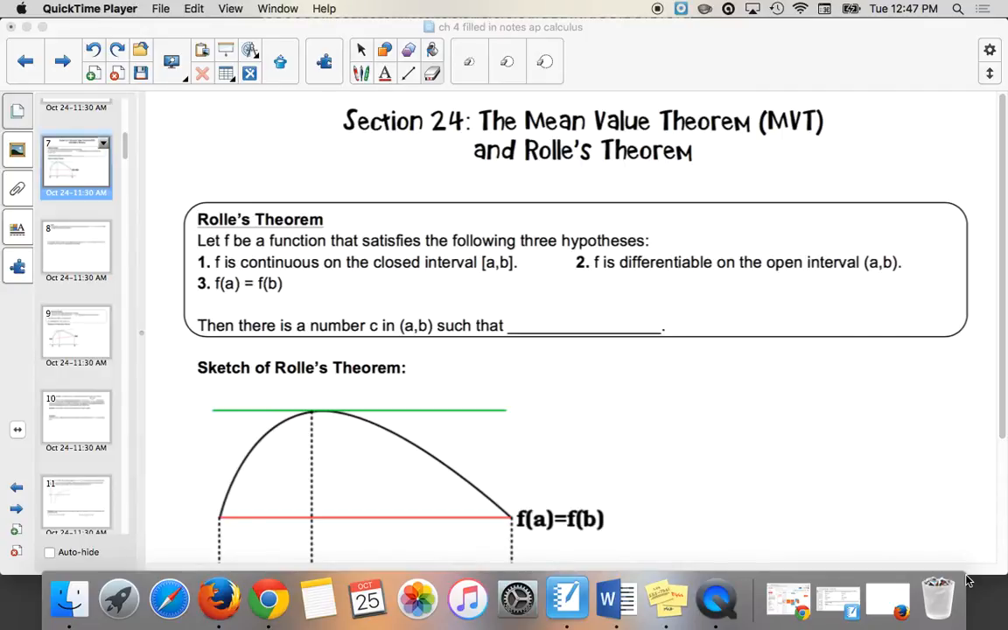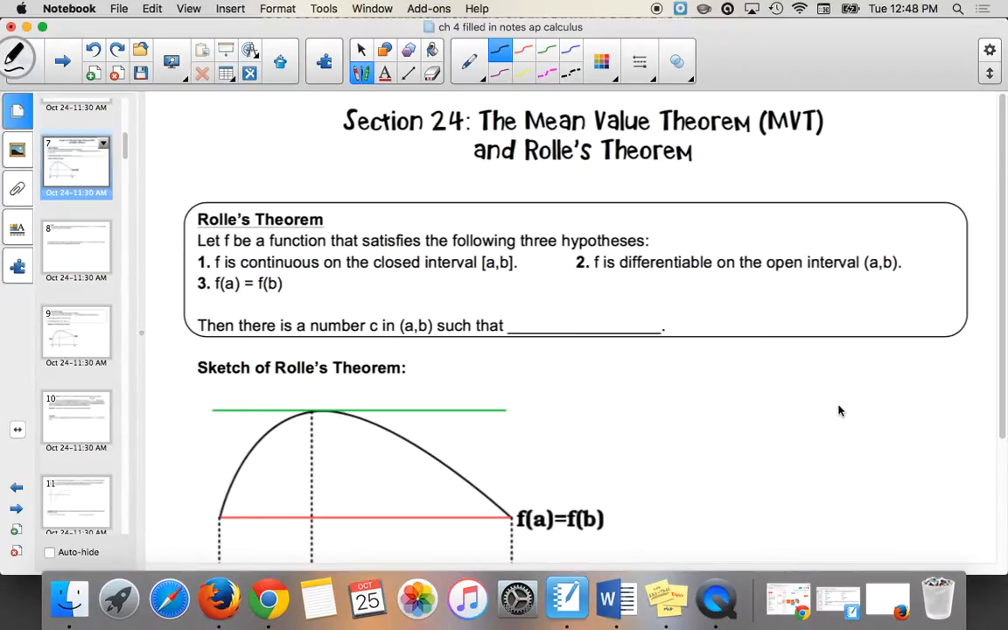Rolle's theorem says, let f be a function that satisfies the following three hypotheses. Number one, f is continuous on the closed interval a to b, and f is differentiable on the open interval a to b. The reason we say an open interval, and we'll talk about this in a little bit, is that on these endpoints there's actually not a derivative. So you can never take the derivative of an endpoint.